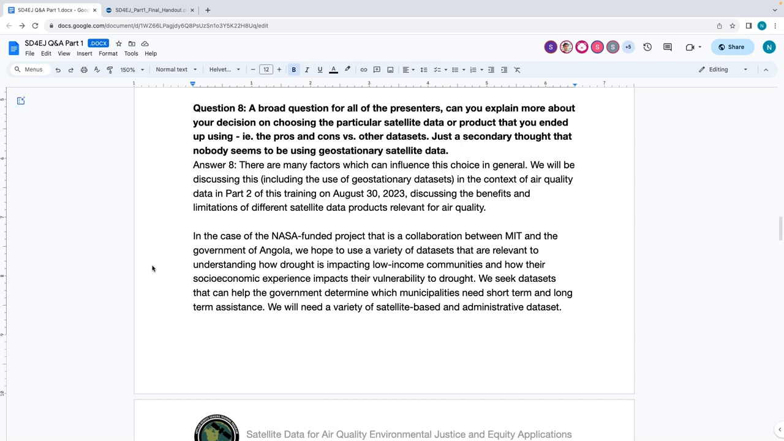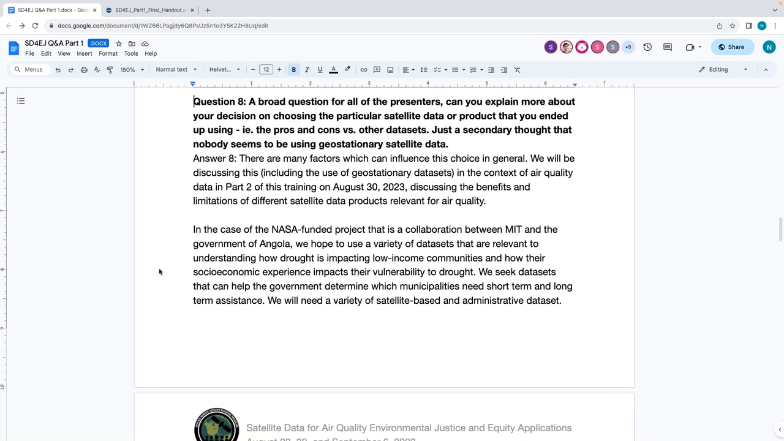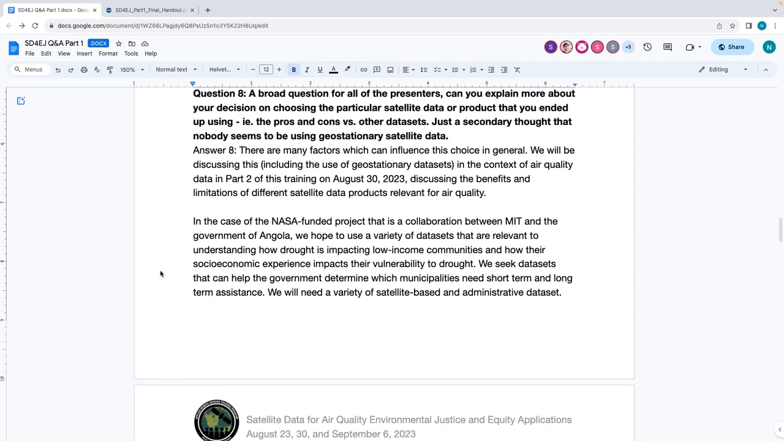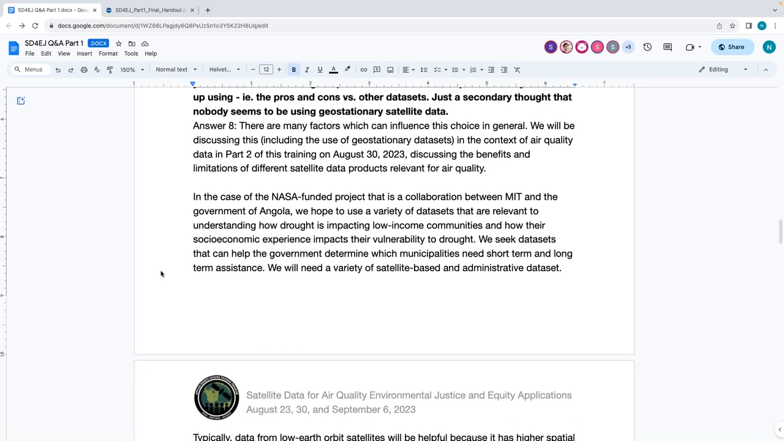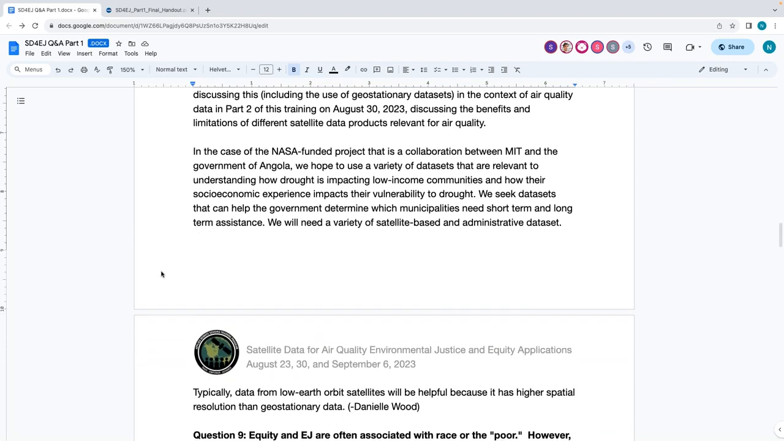For example, Landsat has data anywhere between 8 and 16 days for different regions of the world, whereas MODIS has daily data. And so if your research question is something that needs to be looked at on a daily resolution, then you can't use Landsat. Thanks. And we're going to be talking a little bit more about specifics in the context of air quality observations in part two of this training in 1 week.